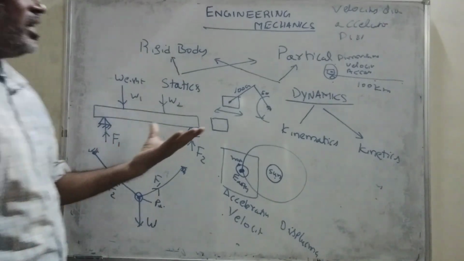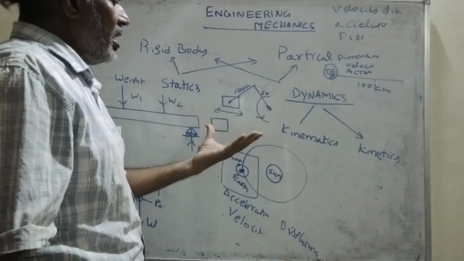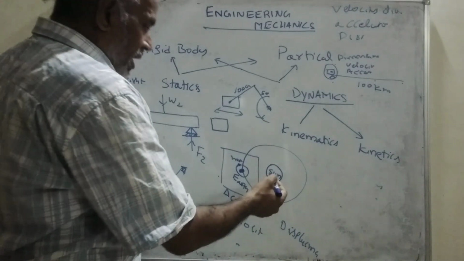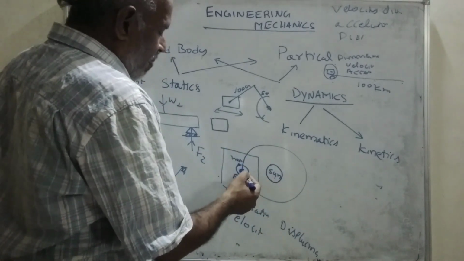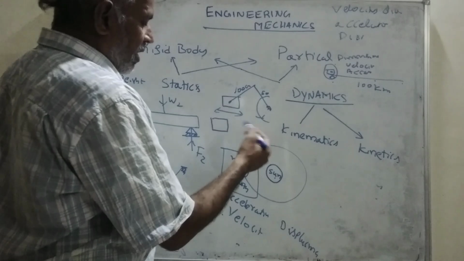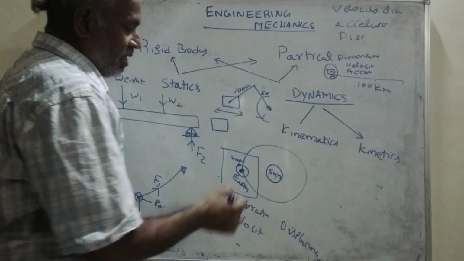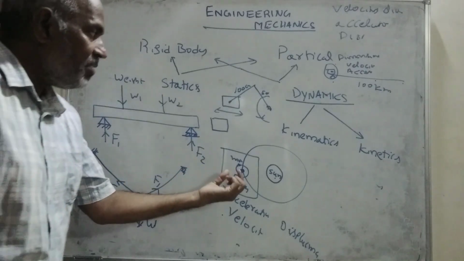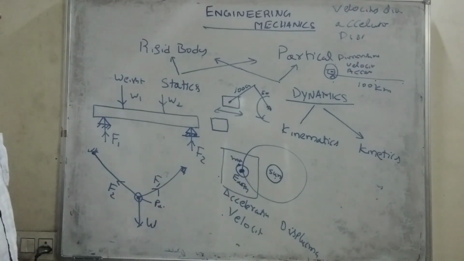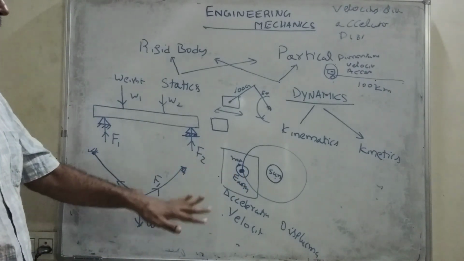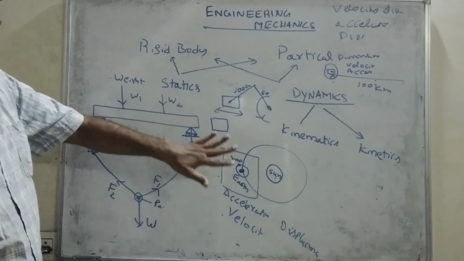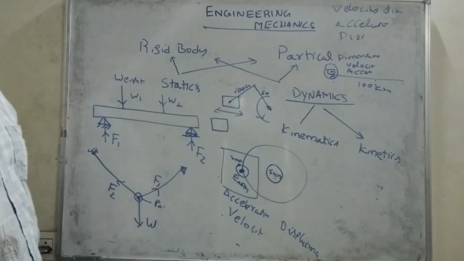So in kinematics, with respect to the sun, Earth is a particle. This particle has some velocity and acceleration, and with respect to this, the moon is a particle. Moon has some velocity and acceleration. So we are not considering weight or dimensions of the Earth and moon. Only we are bothered about acceleration, displacement, and velocity. This is called kinematics of a particle and kinematics of a rigid body.